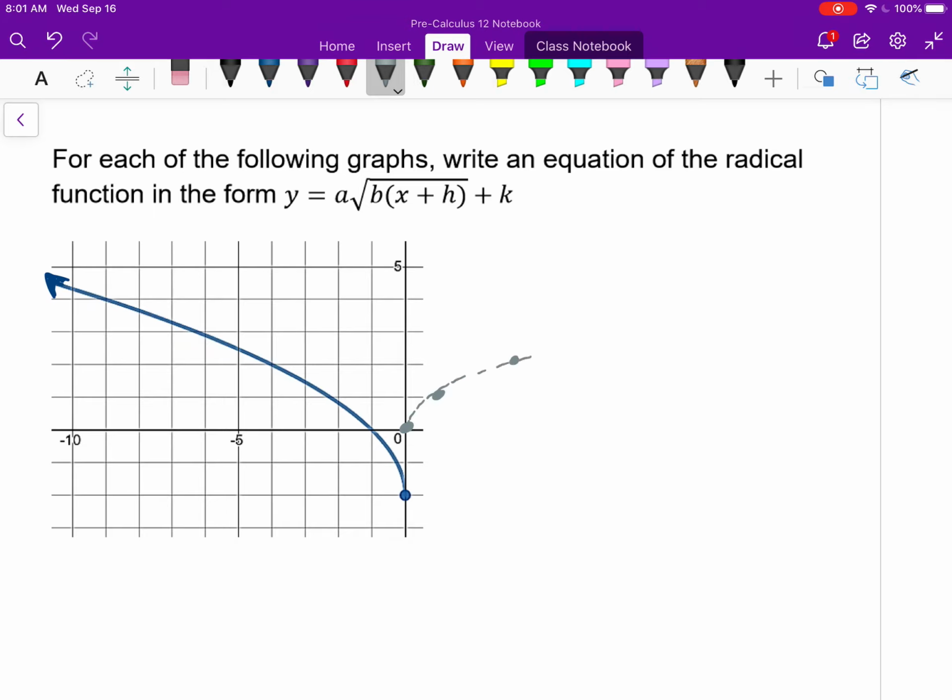Okay, so what can I see here? I can definitely see this has been reflected horizontally. I know this has been reflected horizontally. So I'm going to just write that down right now. I know there is a horizontal reflection.